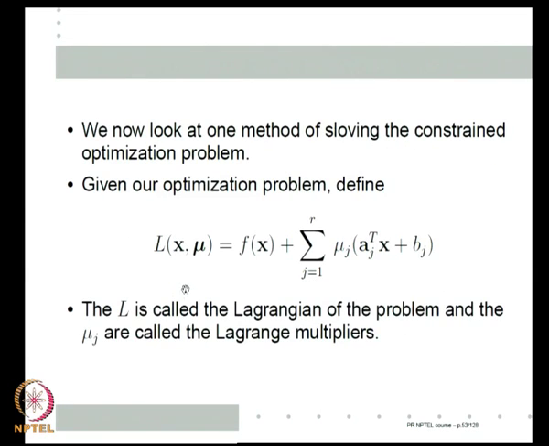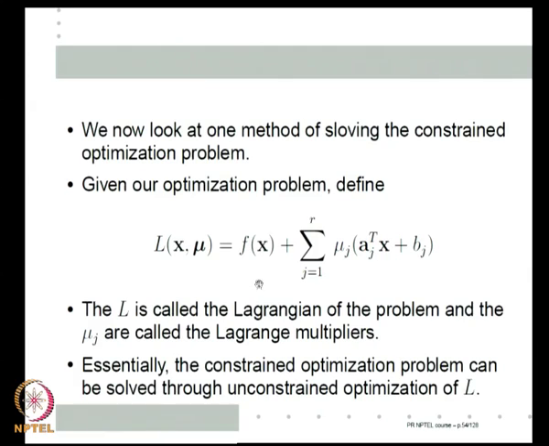Such an L is called the Lagrangian for the problem, and these mu j's are called the Lagrange multipliers. So, the Lagrangian essentially adds to the criterion function some unspecified constants times the constraints. Okay. And the nice thing about this Lagrange method is that it essentially transforms the constrained optimization problem into one of unconstrained optimization of the function L in a specific sense. Okay. Let us look at the specific sense.